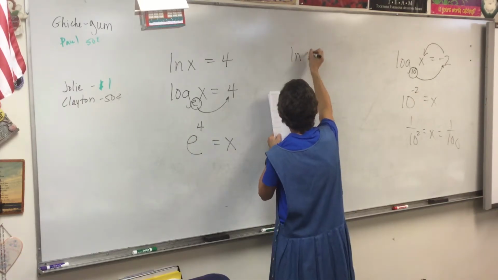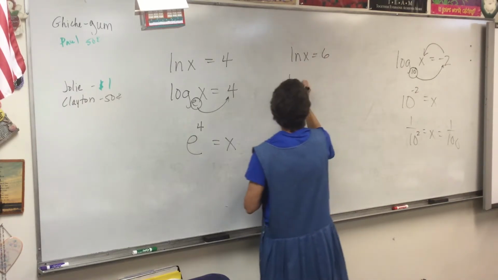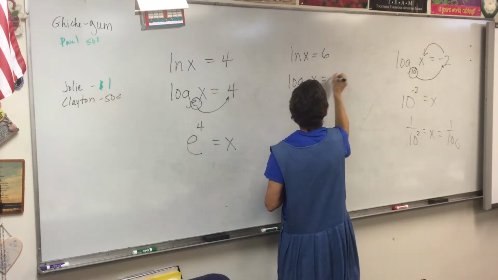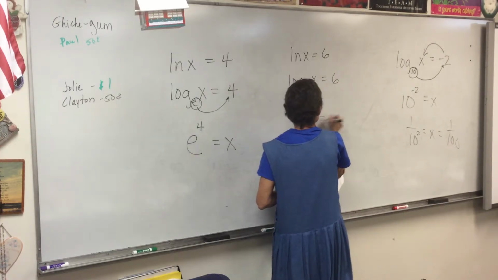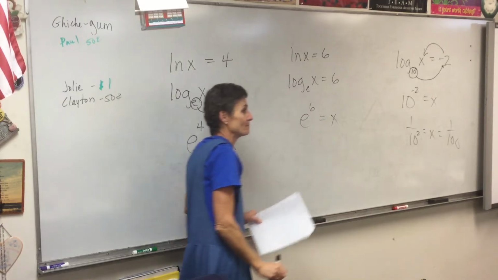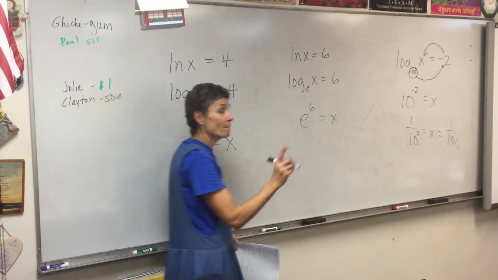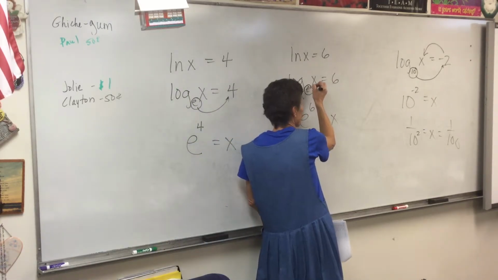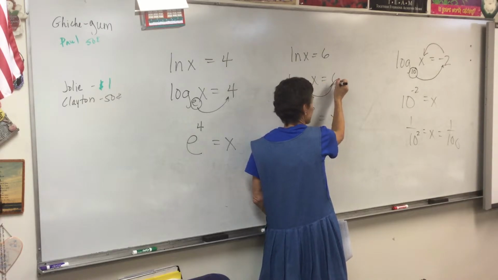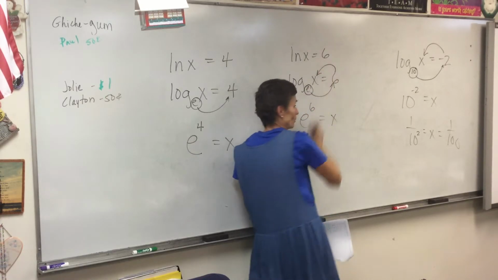Anybody got the next one done already? E to the 6th. Yeah. It's the same problem. Isn't it just going to be e to the 6th? Yeah. Remember, we write this number down, we raise it to this power, and it equals that.